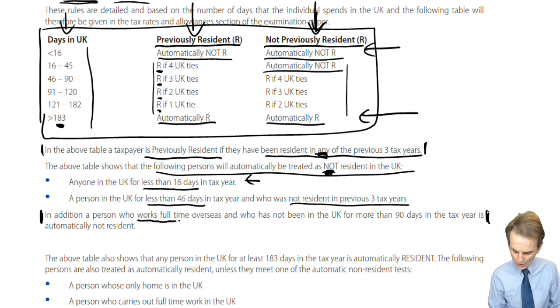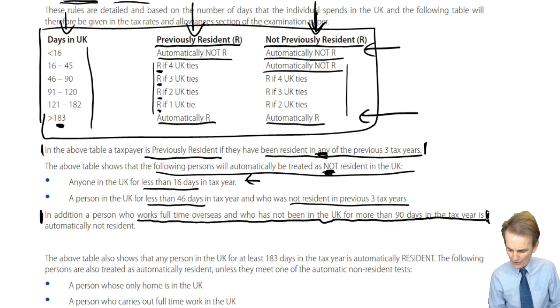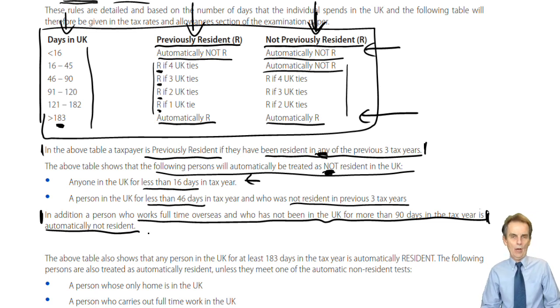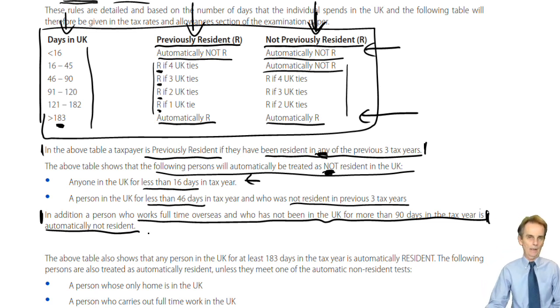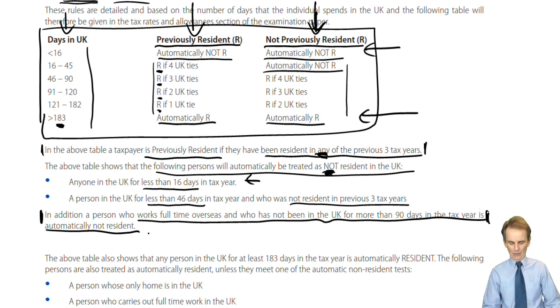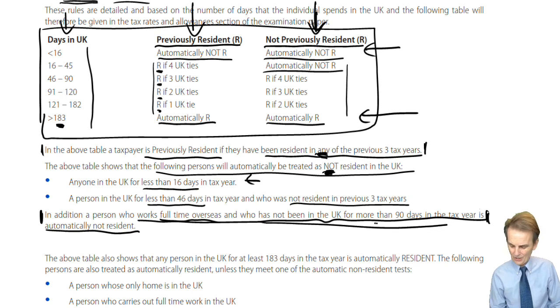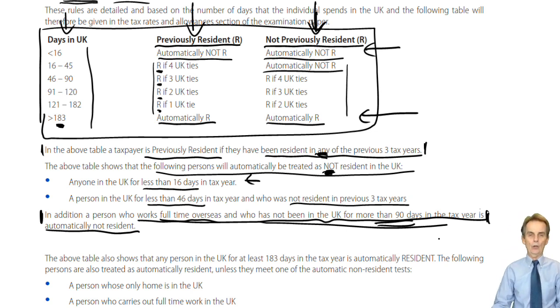A person who works full-time overseas and who has not been in the UK for more than 90 days in the tax year is automatically not resident. Now again, you will not have to define full-time work. You will be told this at this particular level, not something extra you have to learn. But you have to recognise that a person who is in full-time work overseas and has not been in the UK for more than 90 days is automatically not resident. And that's the first test that you apply.